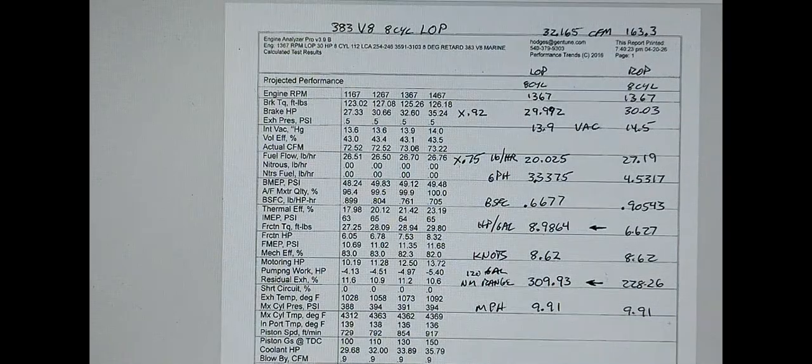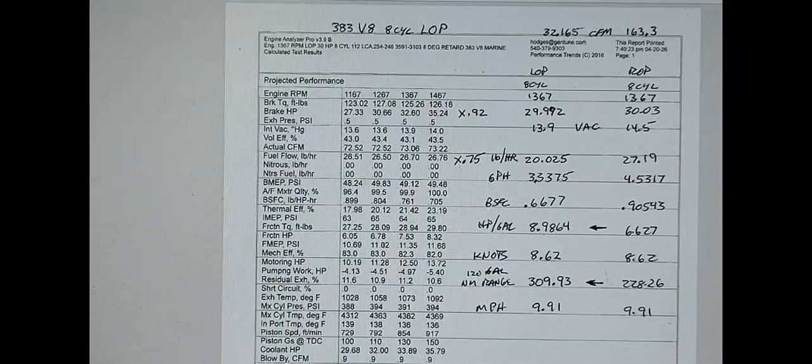So this is 30 horsepower comparison at 1367 RPM, rich of peak on the right and lean of peak to the left. This is the lean of peak strip. Multiply engine power by 0.92 because you lose a little bit of power, and then you multiply fuel consumption by 0.75 to give you lean of peak.